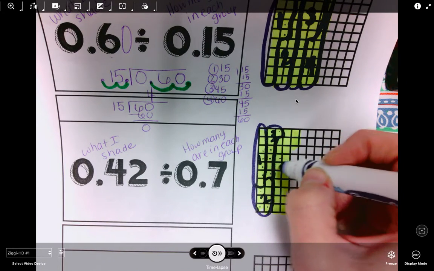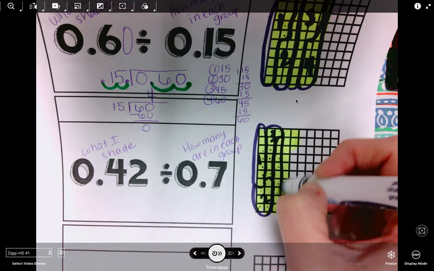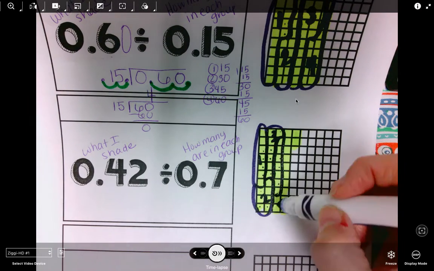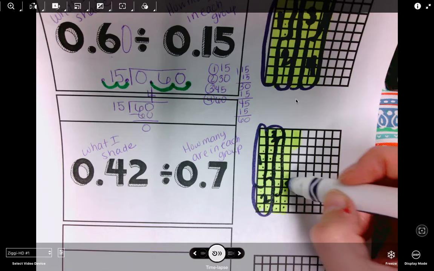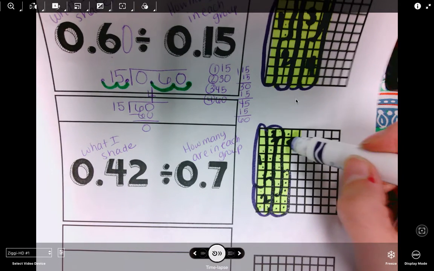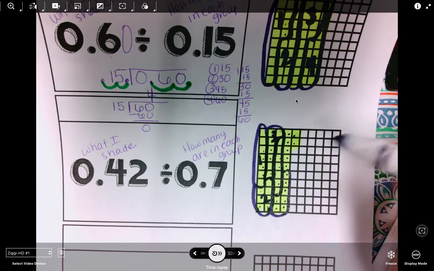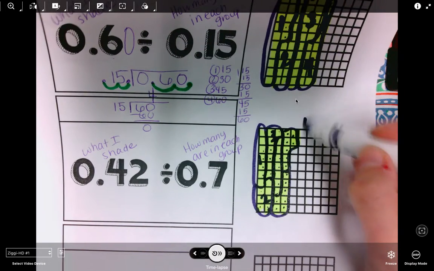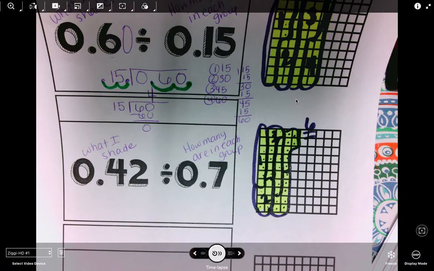There's 4 groups. There's 5 groups. And that gives me 6 groups. So my quotient to this problem should be 6.